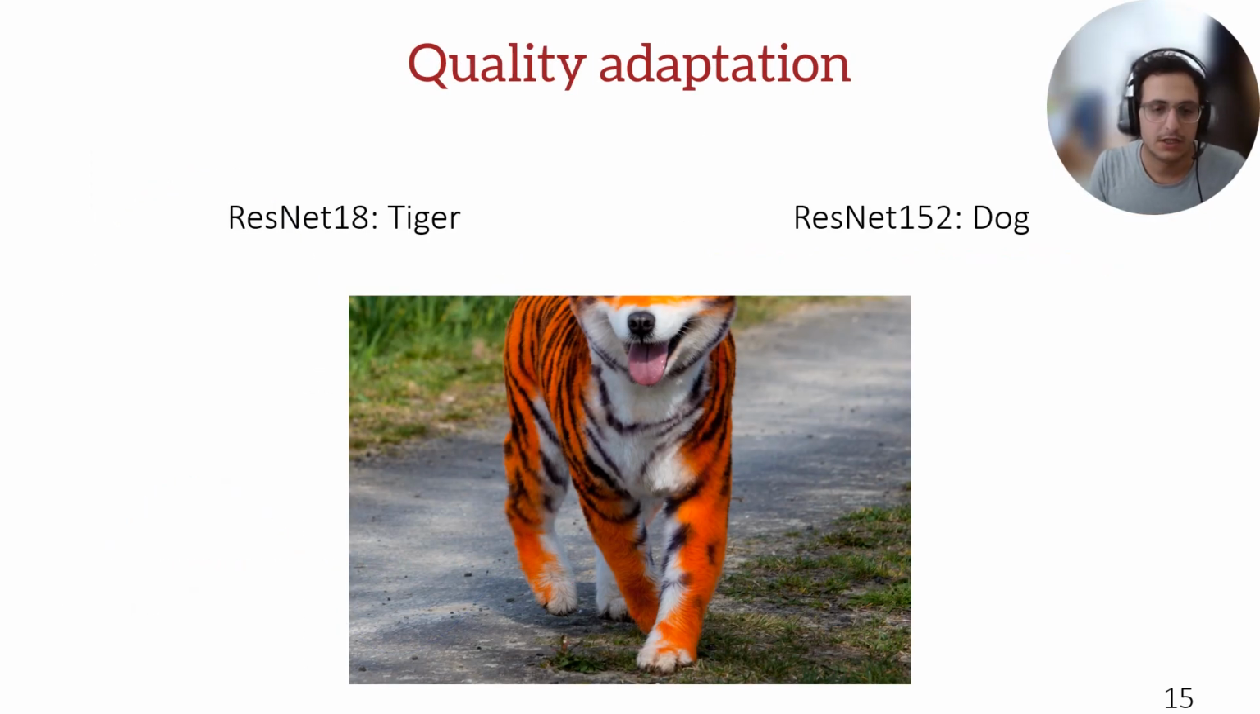Quality adaptation is another direction on top of resource allocation. In this figure, you can see that ResNet 18 detects a tiger, and ResNet 18 is a less accurate model. On the other hand, ResNet 152, which is a higher accuracy model, detects a dog. At the end of the day, what matters is what accuracy you want and what level of service you exactly need.